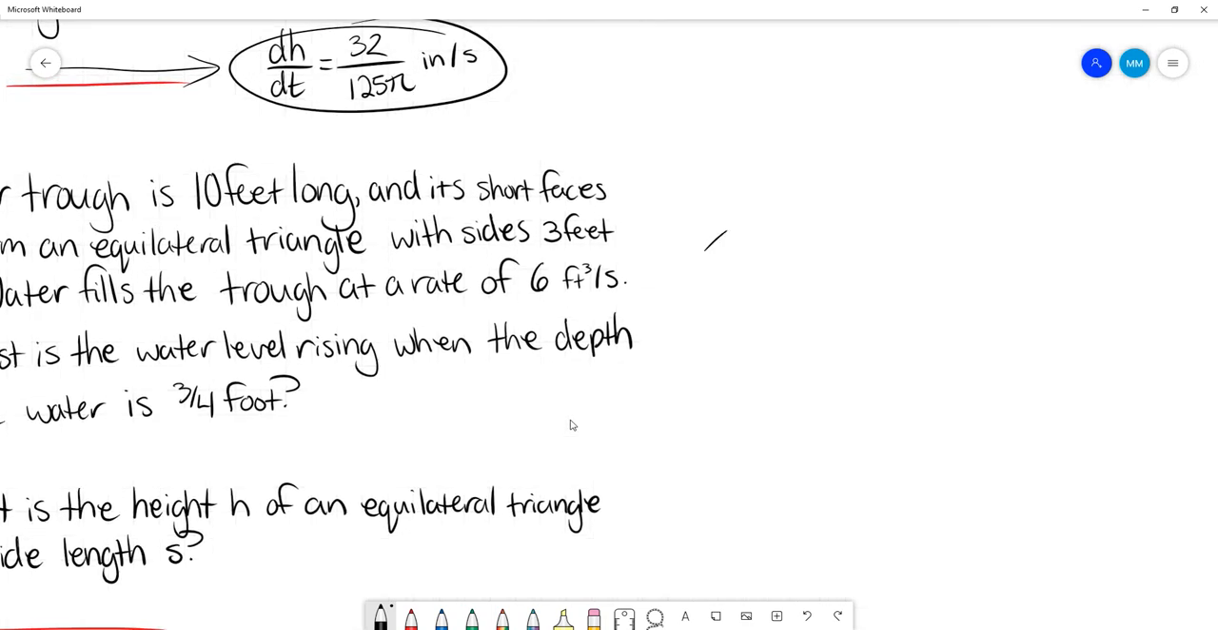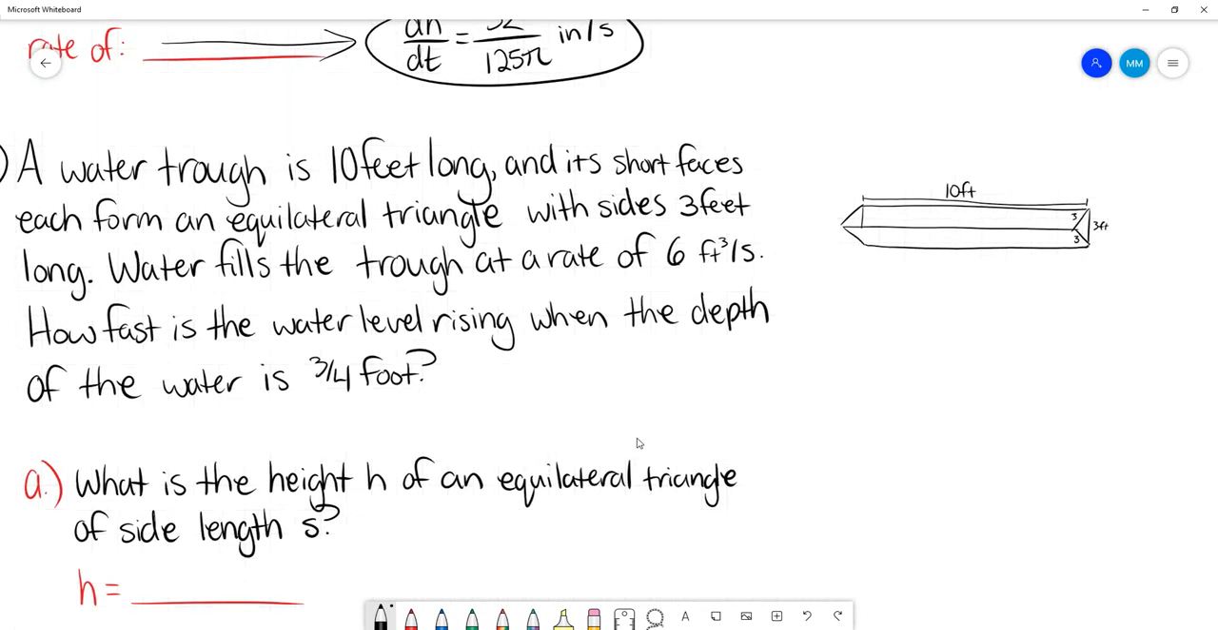So what that looks like, if I kind of draw it out, it's going to be a little water trough, and my short faces are triangles. I should draw that at a slightly different angle. My short faces are triangles, just like that, with sides 3 feet long on each way, and the whole thing, it's a little easier to do on paper, is 10 feet long. Okay, so that's our little water trough. Let's say we've got water in it.